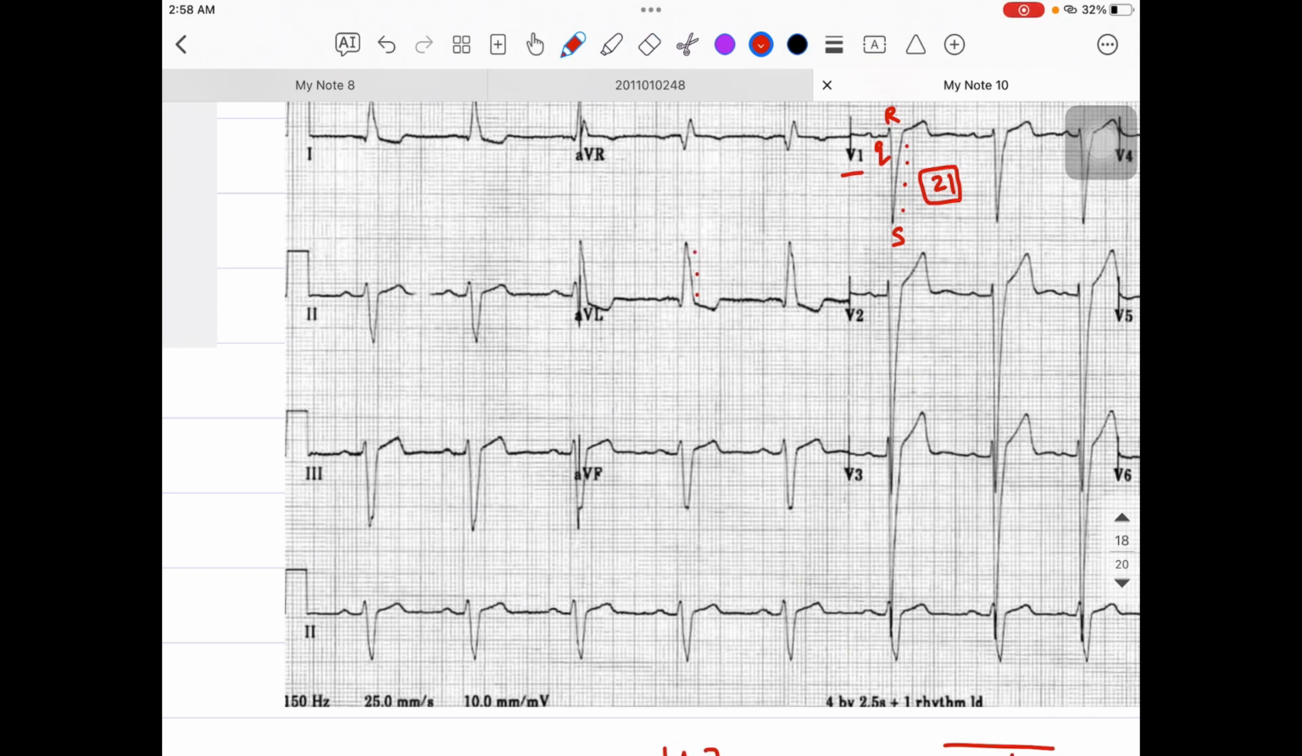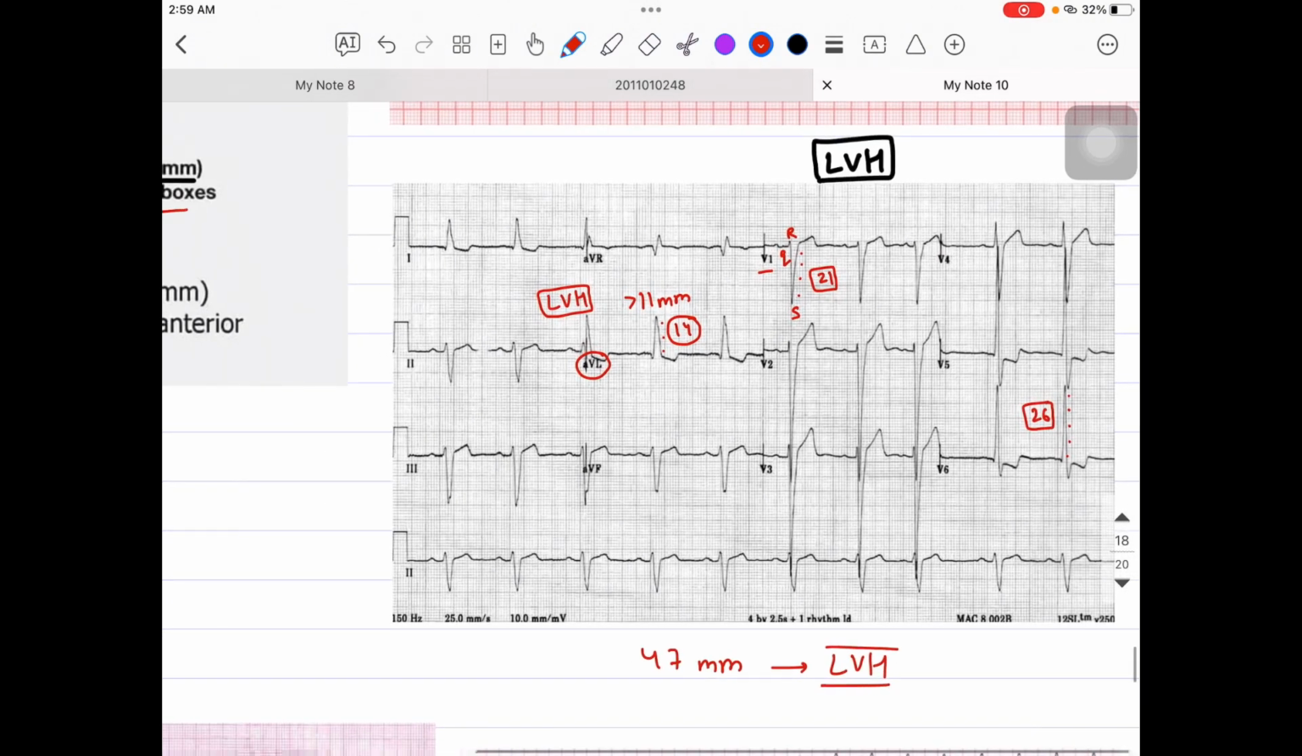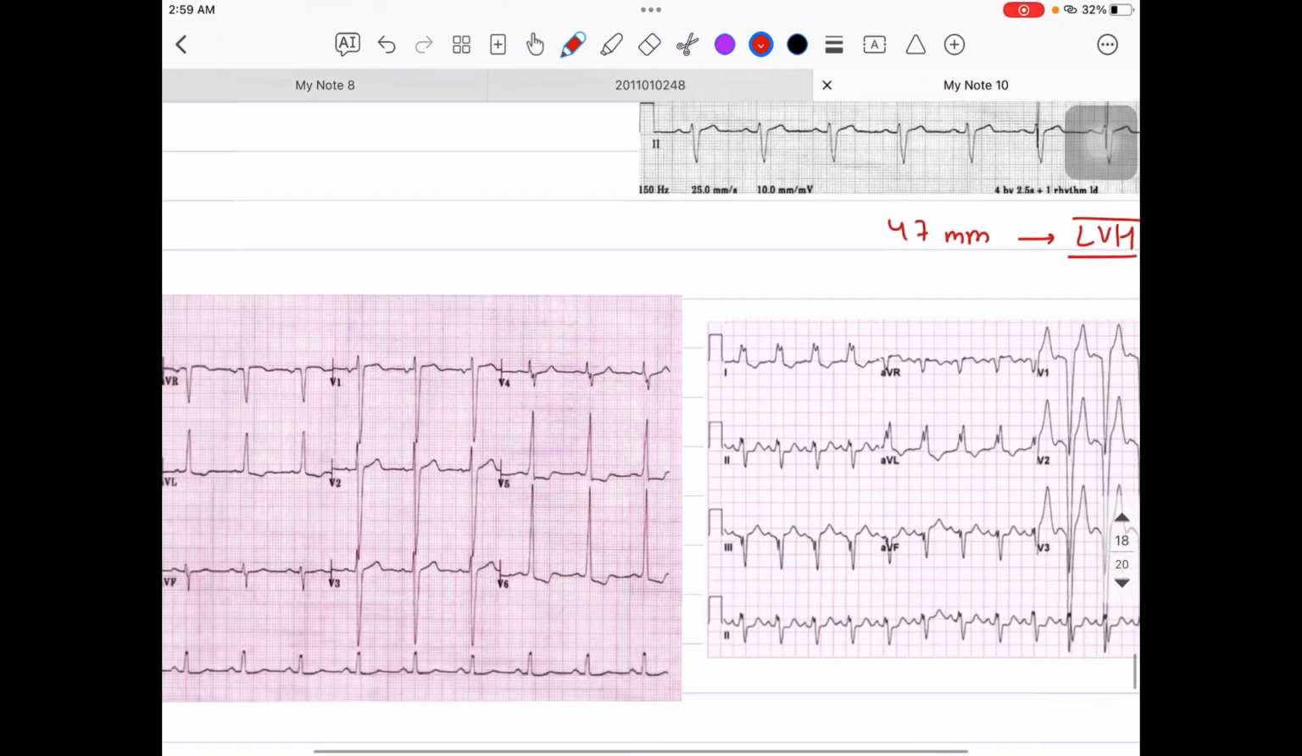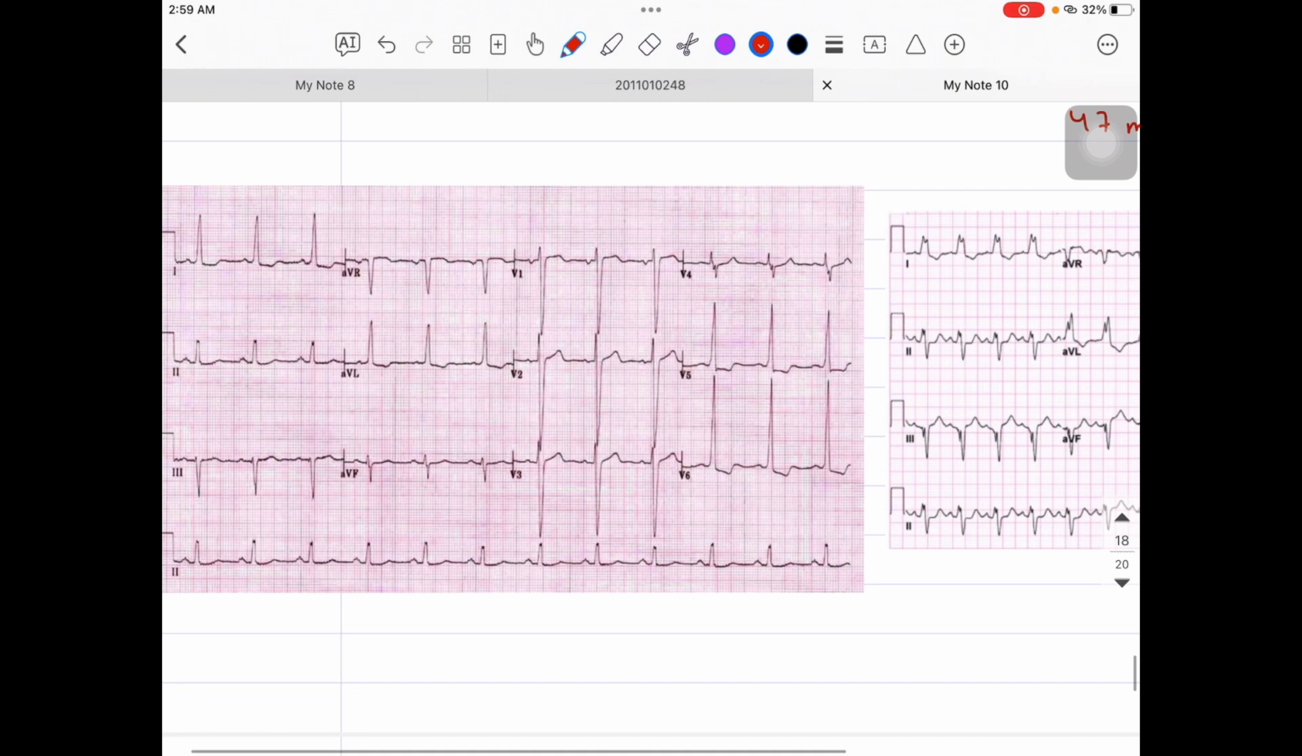So 1 2 3, approximately around 14 small boxes are there, so that criteria is also met. In the AVL it is obviously more than 11 mm, right? So we can say that this is a case of left ventricular hypertrophy, that is LVH, right? Okay, one more example, let's try this example as well.